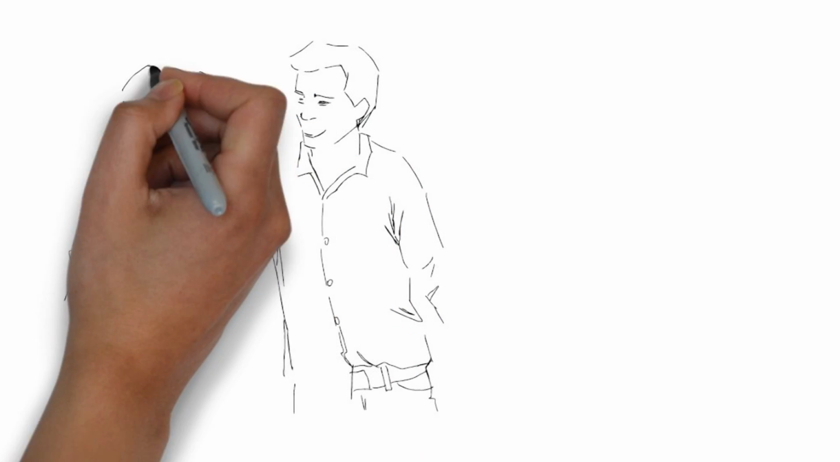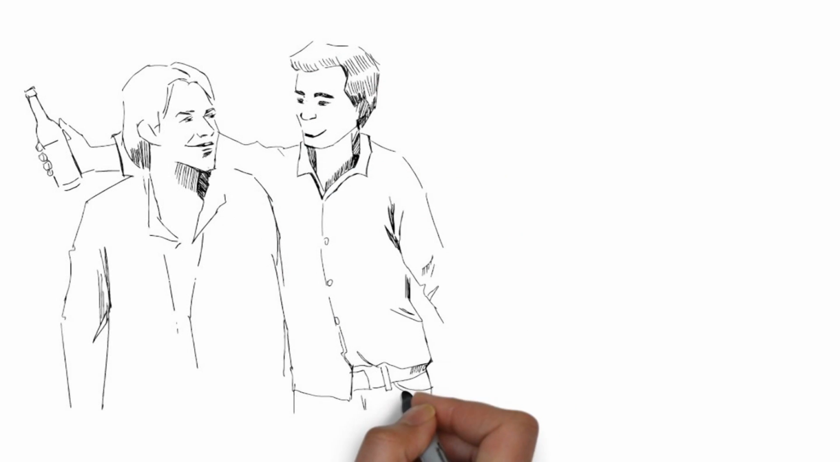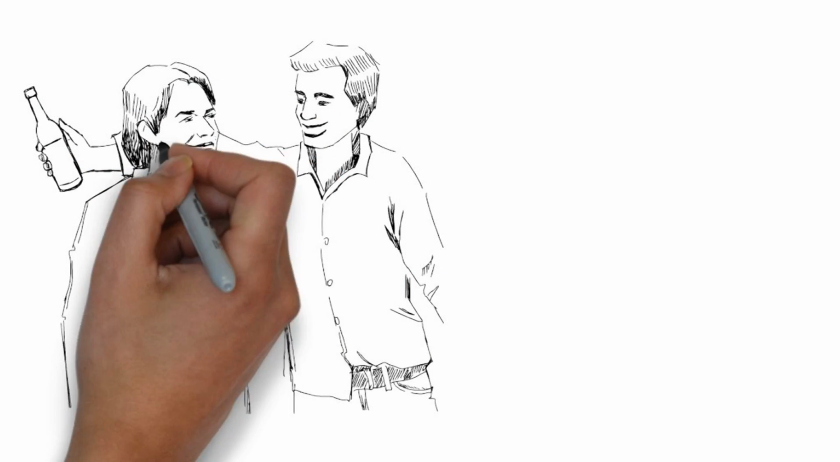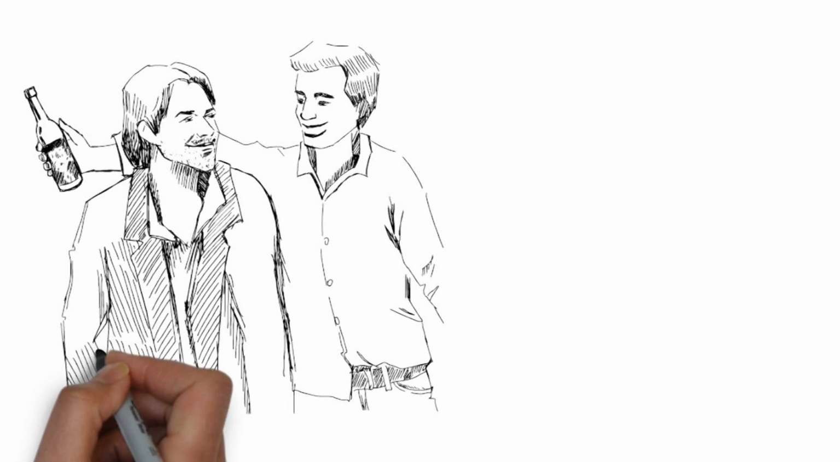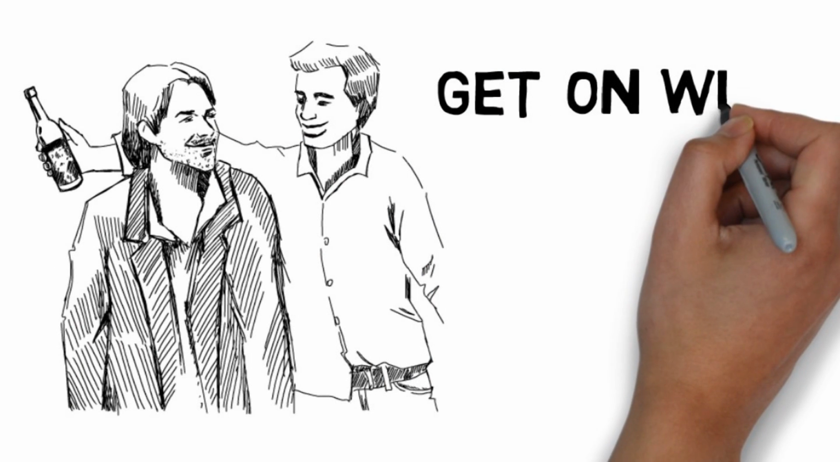The next picture shows two people who have a good relationship. So we say that they get on well with each other, or just get on with each other. We often use this for members of family, but we can also use it for friends as well. So they get on well with each other.